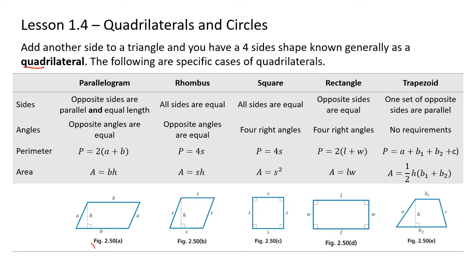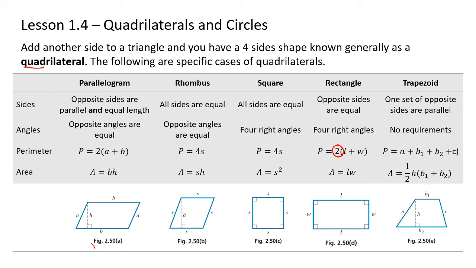A rectangle, the only difference, opposite sides are equal, just like a parallelogram, okay? And just like a square, it has 4 right angles. So your perimeter, similar to how we did a parallelogram, is the length plus the width, and that's multiplied by 2, right? Because there's 2 lengths and there's 2 widths. The area is simply the product of the length and the width, so L times W.